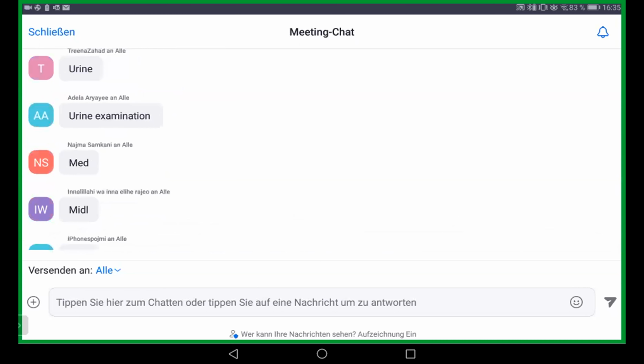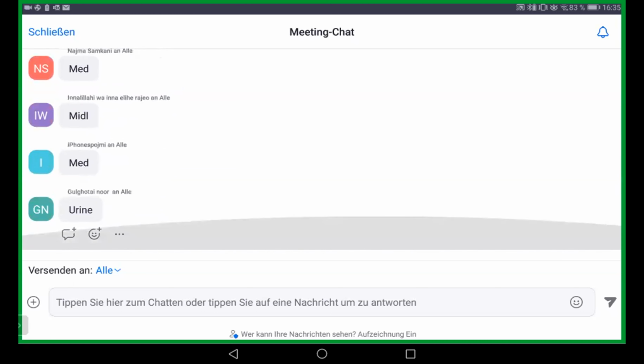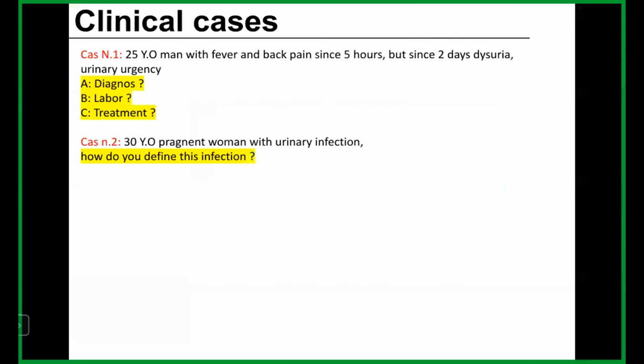And yeah, great. What could be your therapy purpose? How we can start the therapy? This is the last part of this first clinical case.